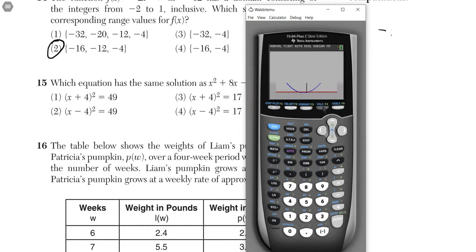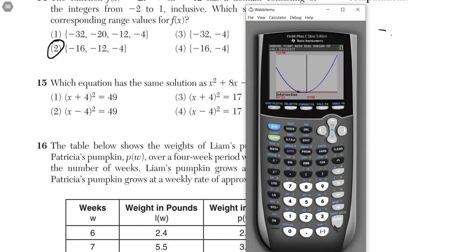Okay, calc 5 intersect. Let's start with the right point of intersection. Enter. And 3. So it has 1 point. Let's see if it has the other point. Calc intersect. Let's move to the other point. 1, 2, 3. -11. Oh, we were lucky.